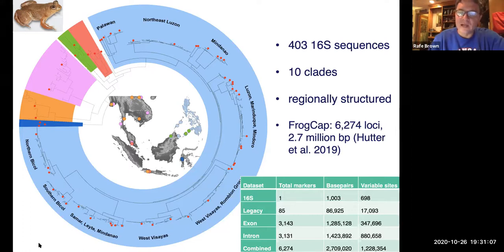So we decided to unleash the awesome power of FrogCap, which is this modular new probe set for genomic data designed by our former student, Carl Hutter, who's now a postdoc at LSU. Carl designed this modular probe set that could be adapted for different groups of amphibians and tested it for different families. And we used the dichroglossid subset of these probes to sequence more than 6,000 loci from across the genome. Here's the details of the data. And the red dots indicate the samples that we took out for genomic sequencing. So a sequence across the archipelago and focusing on some exemplars from each of these divergent clades.